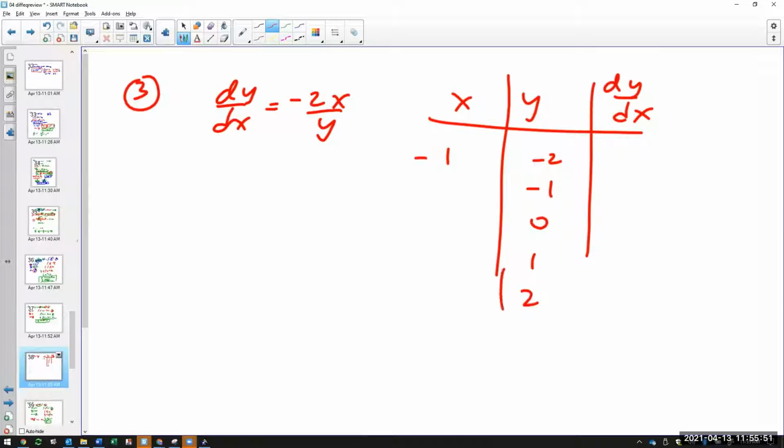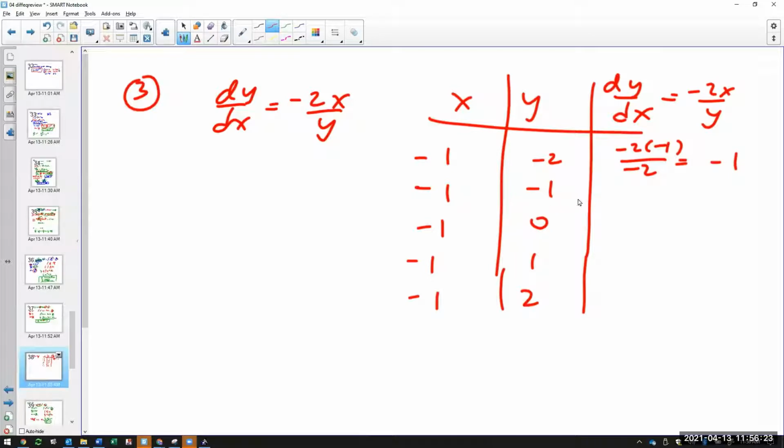Let me do this first column first. My x is -1, -1, -1, -1, -1. So what's going to be my dy/dx here? When you put in -1 and -2, you're going to get -2 times -1 over -2. So wait, no, that's right. What I'm going to get is -1. You guys agree with that?